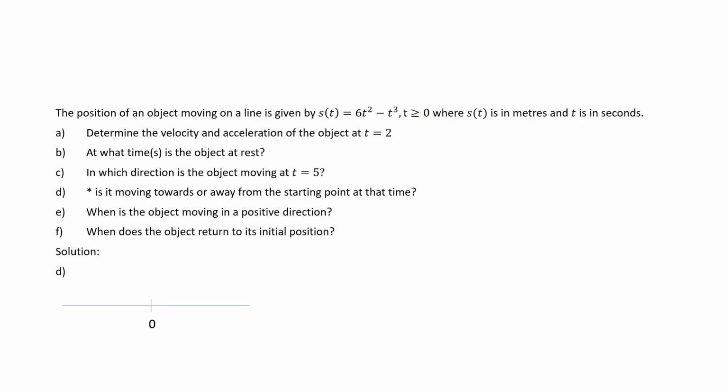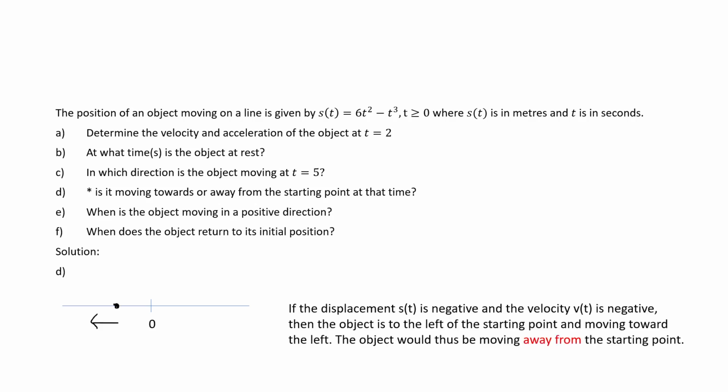We then want to think in terms of that number line that we have down below. And like it says here, if the displacement is negative and the velocity is negative, we'll have the situation indicated at the bottom. The object would be to the left of the starting point and moving towards the left. The object would thus be moving away from the starting point.